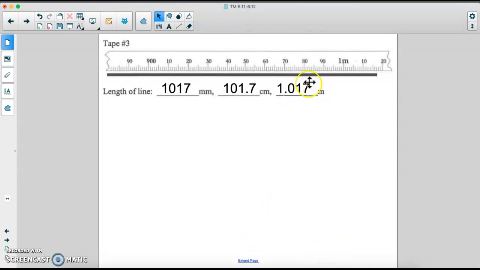Now, because we are working with measurements, we cannot round this number. We must keep all the decimals, because if I round this to 1 meter, there's a very large difference between 1 meter and 1 meter and 17 hundredths of a meter. I'm sorry, 17 thousandths of a meter, which is over here. We have to account for this distance, so no rounding in this unit.